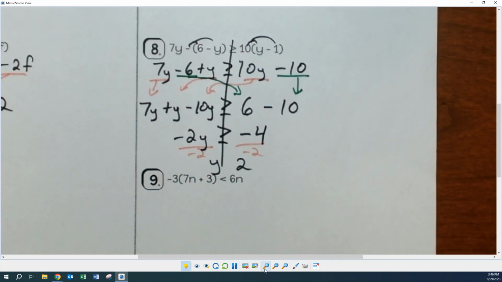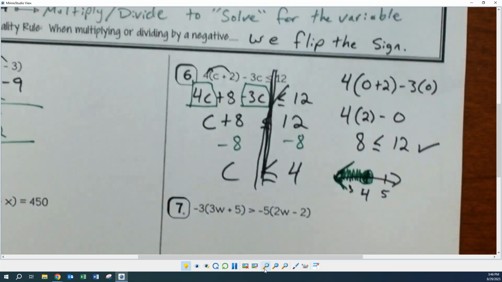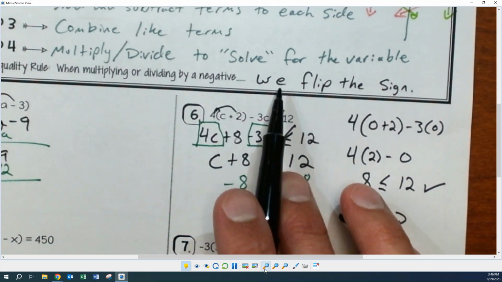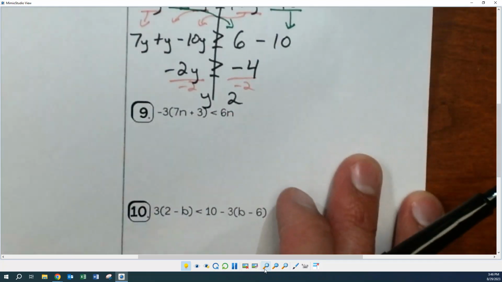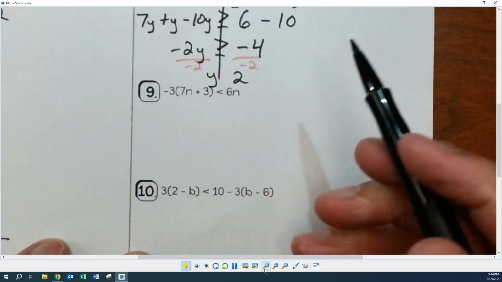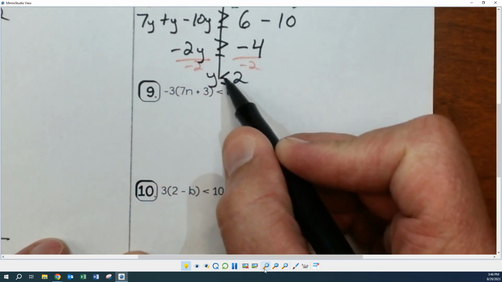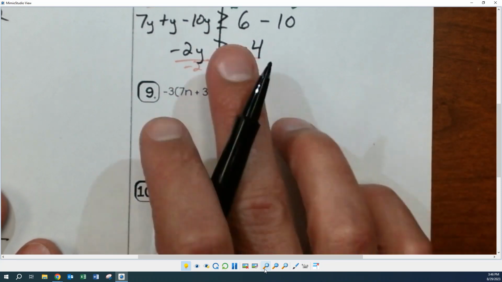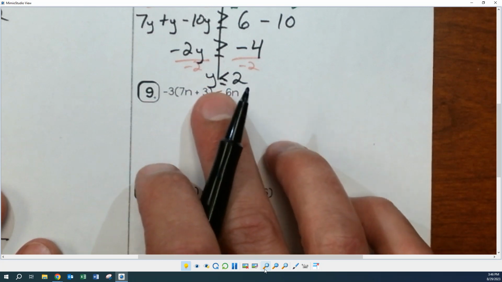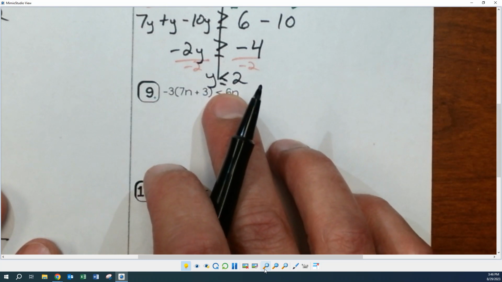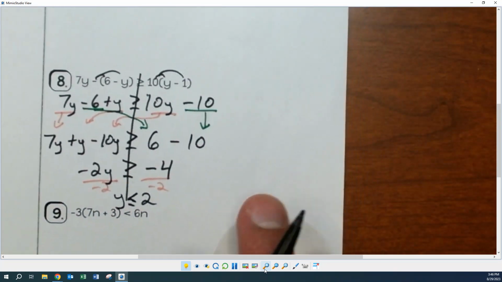Here is the issue with this method, and a big thing we have to watch for with inequalities. When we multiply or divide by a negative, we need to flip the sign. It was greater than or equal to, it is now less than or equal to. Here's why that's important. Right now, we can think of an answer that is less than 2. Can we think of a number that is less than 2? My favorite number to check with, 0.